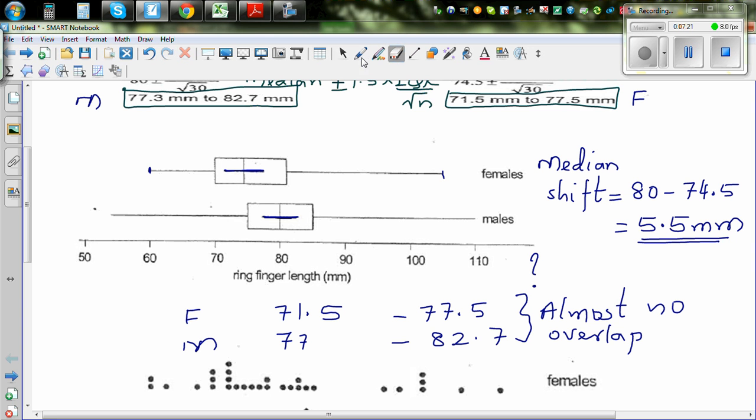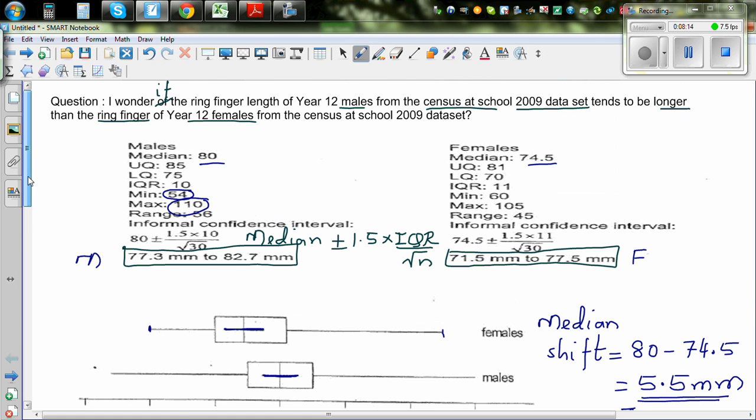This is one thing that I can observe: the confidence interval of males starts at 77.3, which is where the females almost finish. So this is 77.5 and this is 77.3. The average ring finger length for males is between 77.3 and 82.7, whereas for females the median finger length is between 71.5 and 77.5. So this is the median shift, and this is the overlap of the informal confidence interval. There is no overlap. That's the second thing.